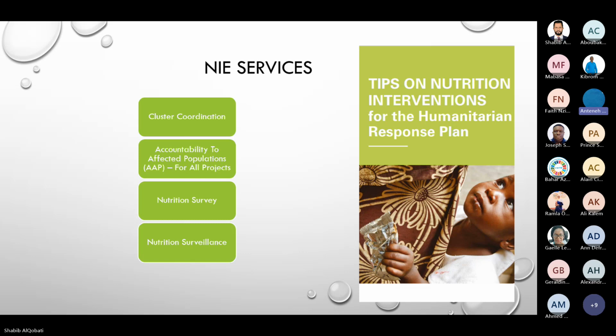So when you come up with your response plan, you need to consider all these activities depending on where they are relevant to your context. And the detailed list, the description of those services, and also the indicators to be used, every detail is highlighted in the tips on nutrition interventions document. Next.